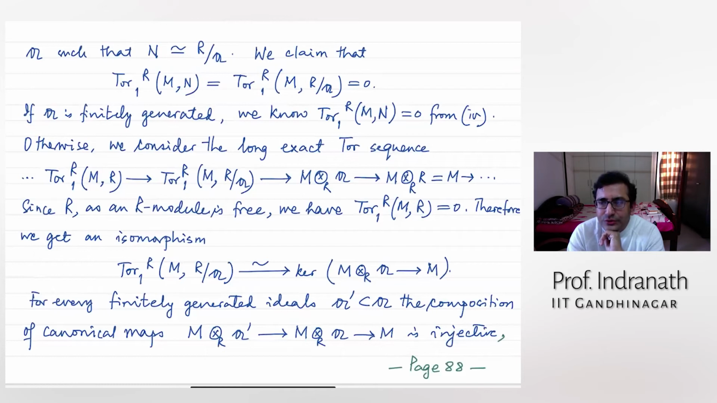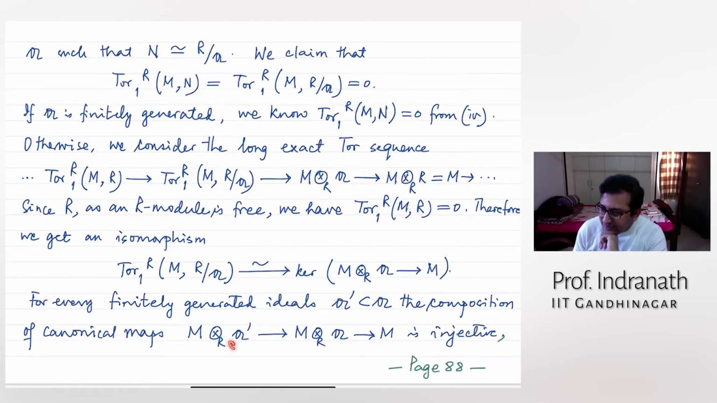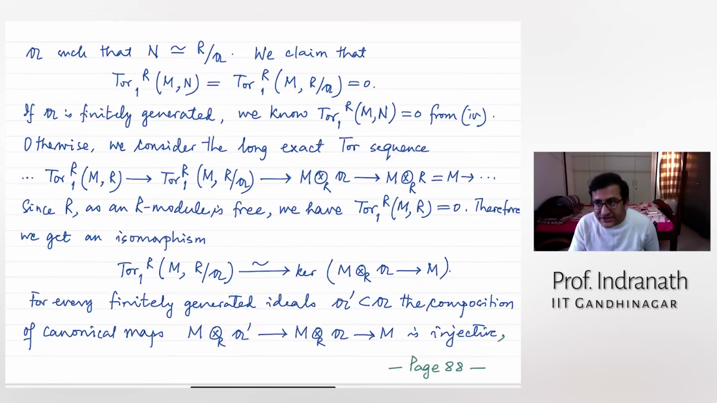Why should that be true? Yes, because for finitely generated ideals, we have Tor1 of M, R mod A' is 0. So here it should be 0. I mean, what should be? If we take the corresponding long exact sequence and compute Tor, because here it will be 0 with respect to R mod A', then, right?